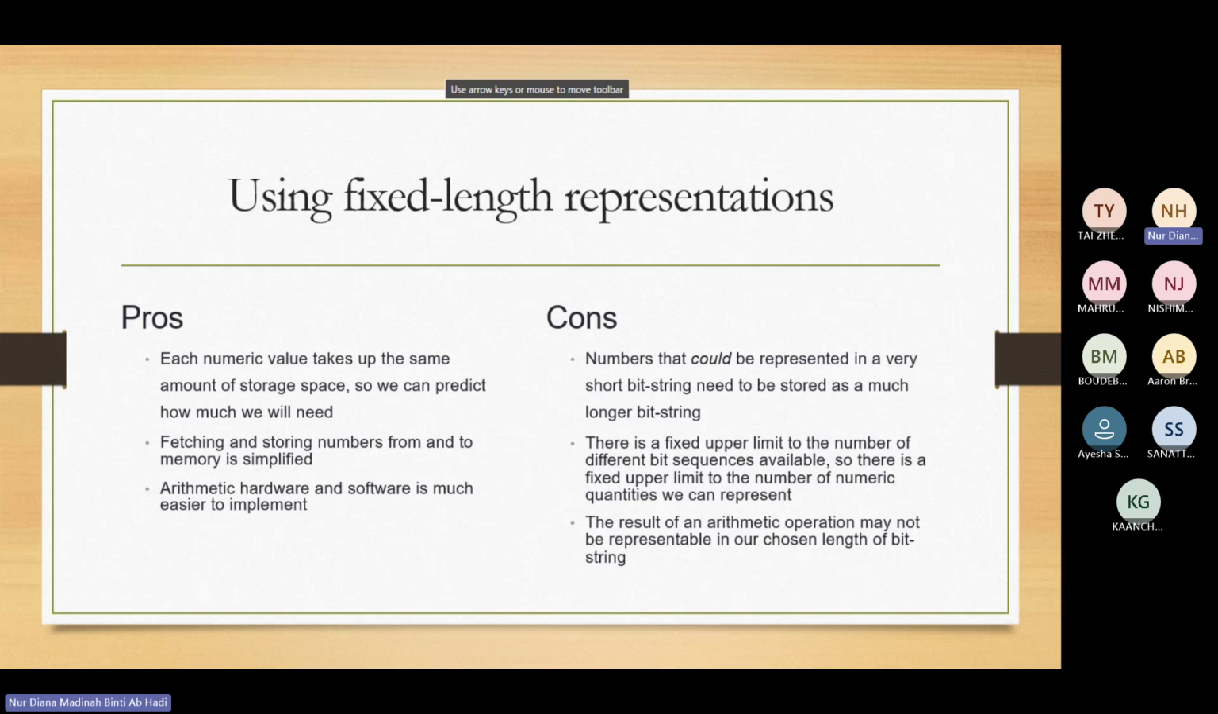But when we go to the consequences, usually the numbers that can be represented would be very short to be stored. They also have an upper limit on the number of bits in the sequence that will be available. And your result of arithmetic would not be correct, because somehow it would not represent the value that we want.